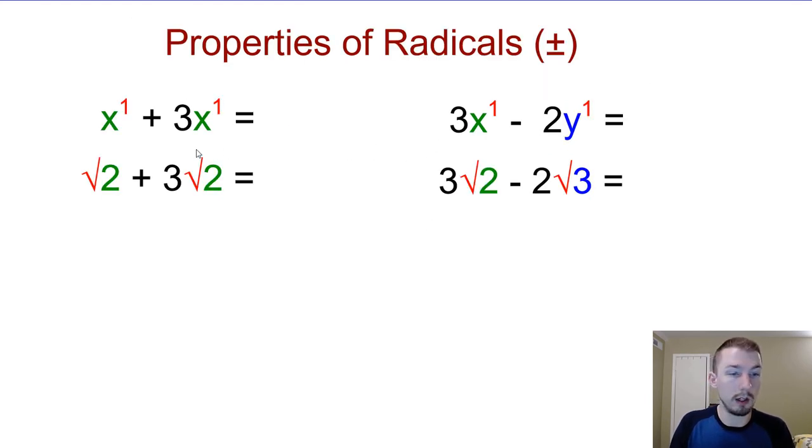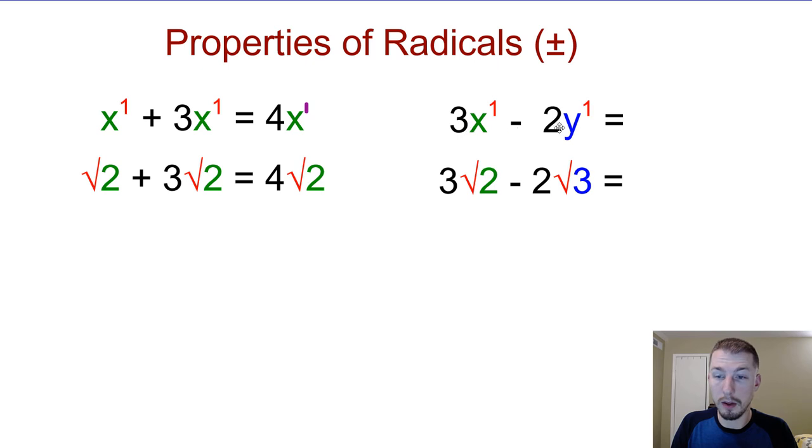So, properties of radicals. Same base to the same power, we can add them together. That's going to be 4x, right? 4x to the 1st power, technically. All right, square root 2 and 3 square root 2 would be 4 square root 2, right? So if you have 1 square root 2 plus 3 more square root 2s, it is equal to 4 square root 2s. I'm feeling very elementary today.